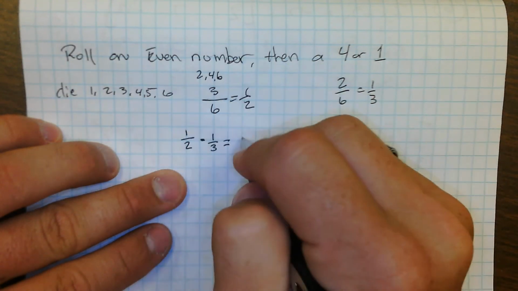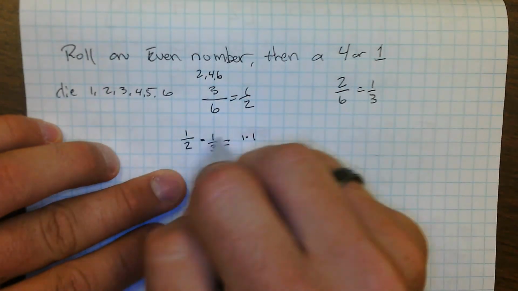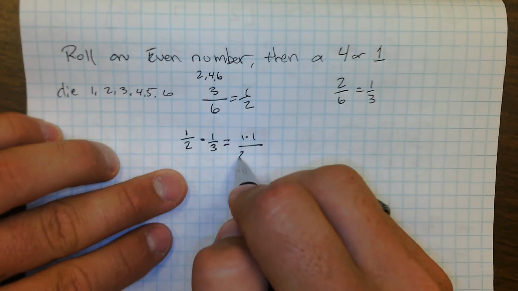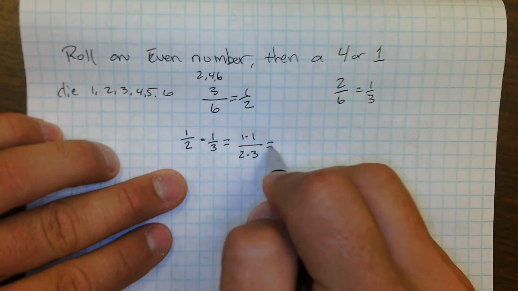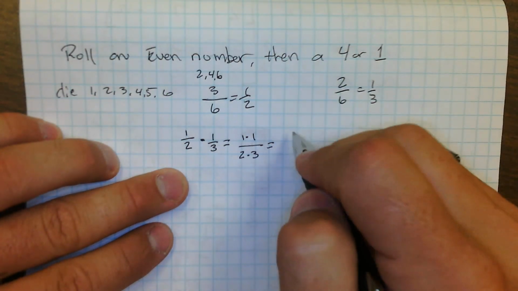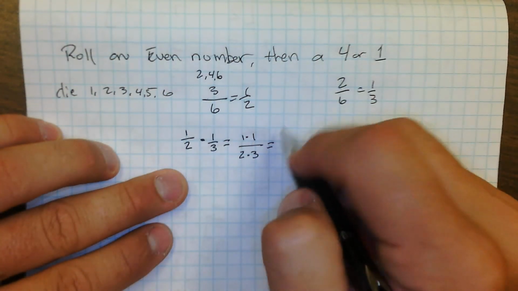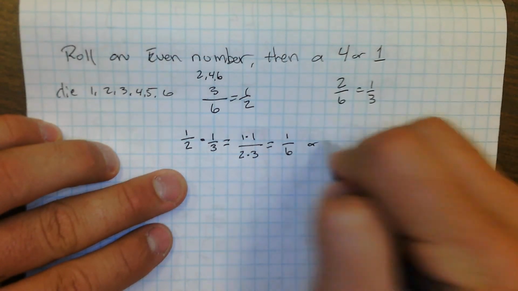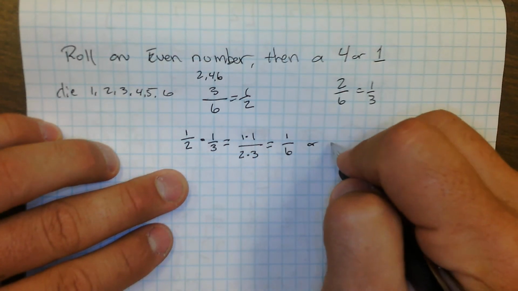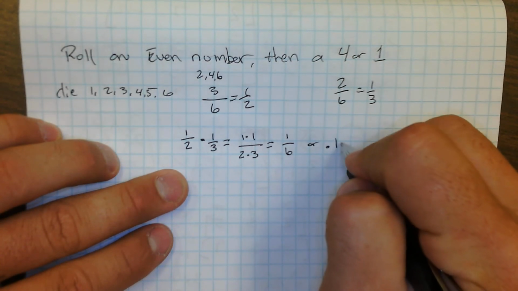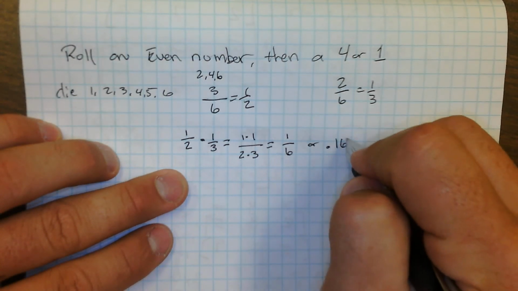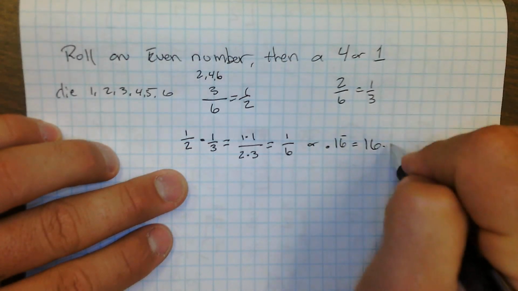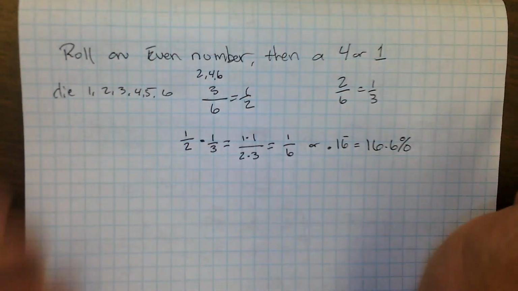So 1 times 1, because that's the numerator, then you have to multiply the denominator, 2 times 3. So the probability of rolling an even number and then a 4 or 1 will be 1 out of 6 times. Or 1 out of 6 is 0.16, repeating I believe, which equals about 16.6% of the time.